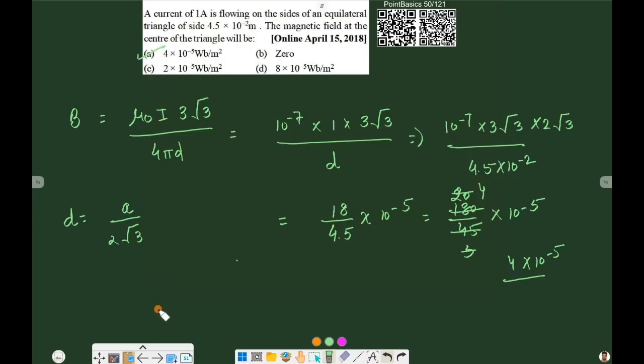Moving to the next one. Two identical wires A and B, each of length L, carrying same current I. The wire A is bent into circle of radius R, wire B bent into square of side A. If BA and BB are the values of magnetic field at the center of the circle and square respectively, then BA by BB will be.